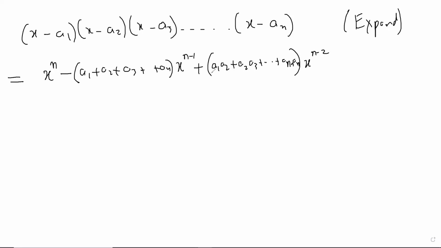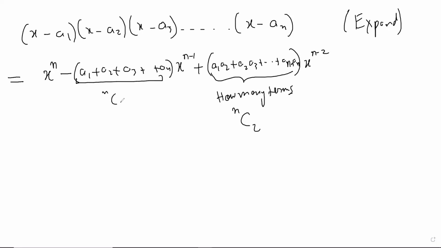But then how many terms are here in total? Any two terms are chosen from a total of n brackets. Right. So that's n choose 2. Very good. So n choose 2 terms. And here we have n choose 1 terms. Any one term is chosen out of a total of n. Right.